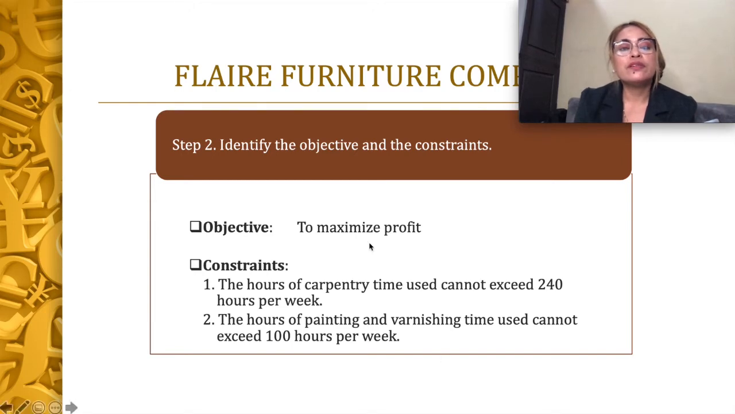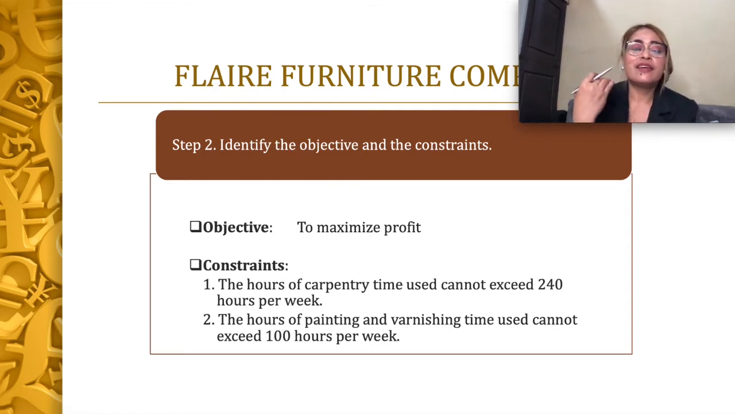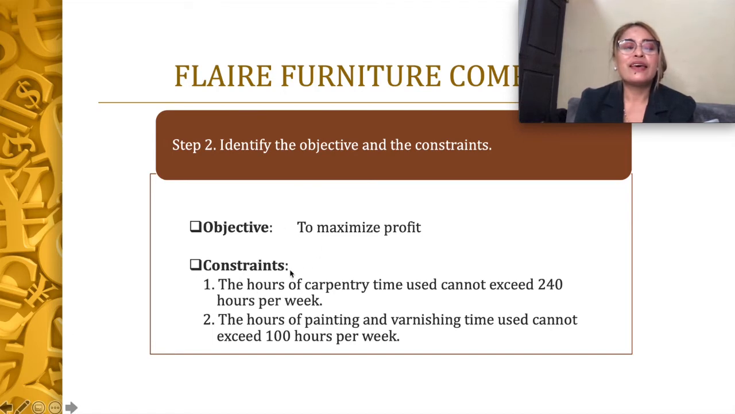Now, like I said, the objective, looking for or identifying the objective, is to figure out what to maximize or minimize. And here, obviously, the problem says Flair wants to maximize its profit. Okay, so the objective is to maximize profit.